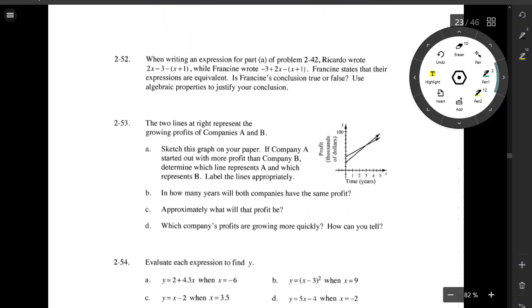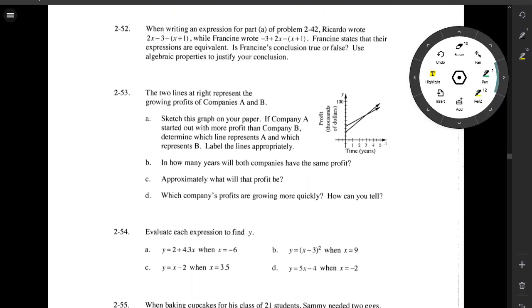51. When writing an equation for part A of problem 242, Ricardo wrote 2x minus 3 minus the quantity of x plus 1, while Francine wrote minus 3 plus 2x minus the quantity of x plus 1. Francine states that their expressions are equivalent. Is this true or false?